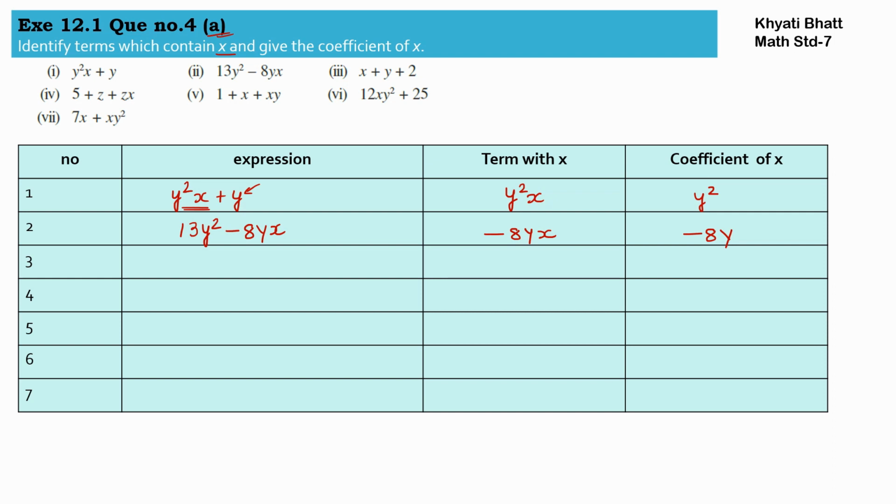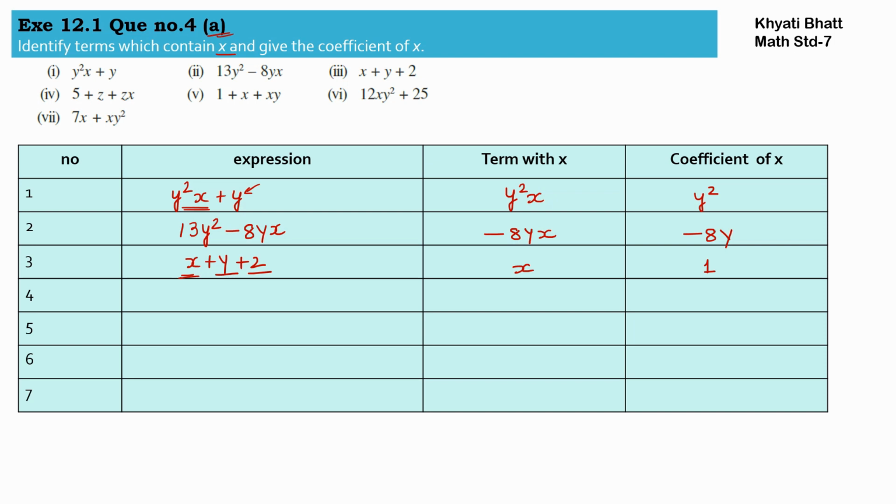Third, x plus y plus 2. In the last two terms, y and 2, there are no x. Only in the first term x is there, so that term we are mentioning here. Now what is the coefficient of x here? There is nothing. That means 1 is the coefficient of x.